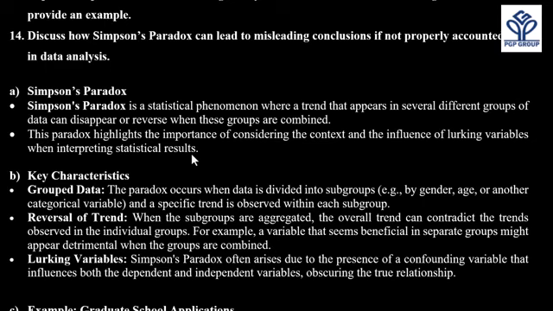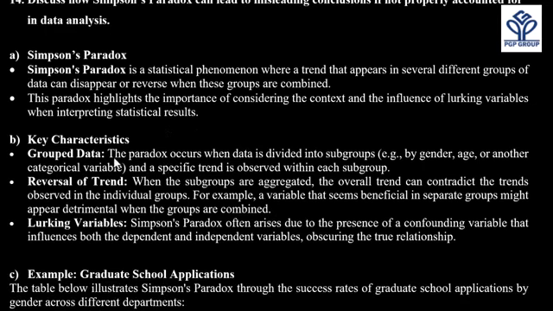Now, what are the key characteristics you can see here? Grouped data: the paradox occurs when data is divided into subgroups. Then a specific trend is observed within each subgroup. Then when the subgroups are aggregated, the overall trend can contradict the results observed in the individual groups. We are not getting the same result that we found in the individual group.